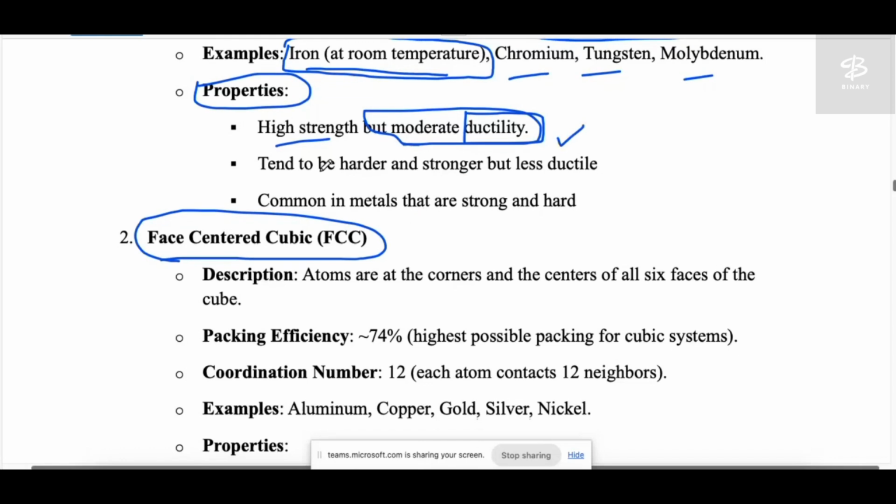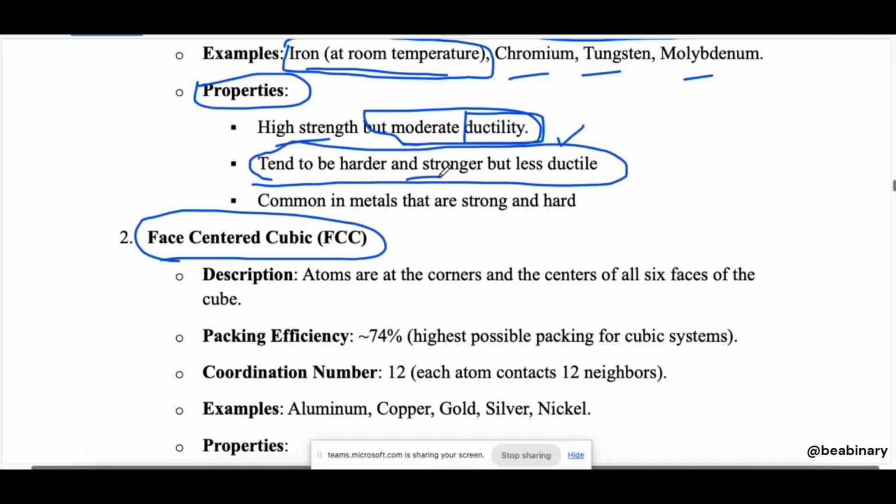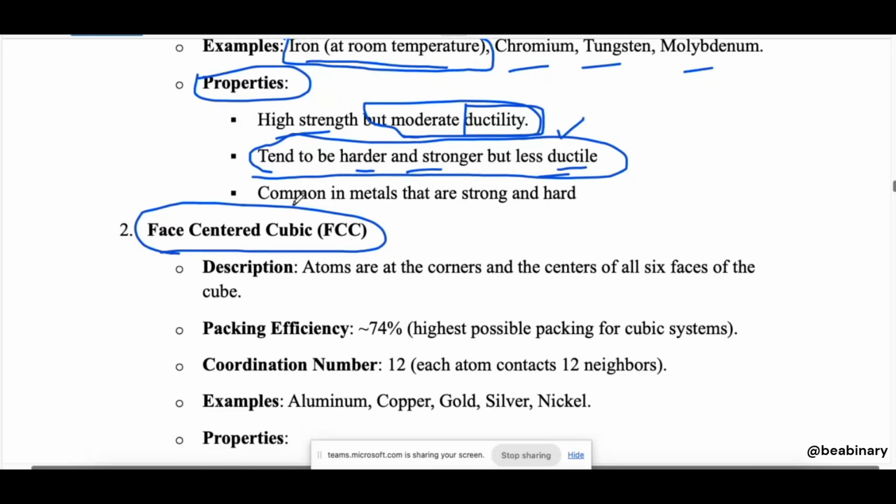Now it tends to be harder and stronger but less ductile. Ductile I have already told you. So it has harder and stronger but less ductility. If ductility is high, then hardness would be less. It's just the opposite relation, because if something is hard, you cannot stretch it. So it's just vice versa. But here there is moderate ductility, so you could have moderate hardness as well, because it's common in metals that they are stronger and harder.